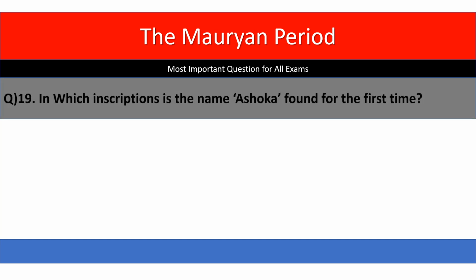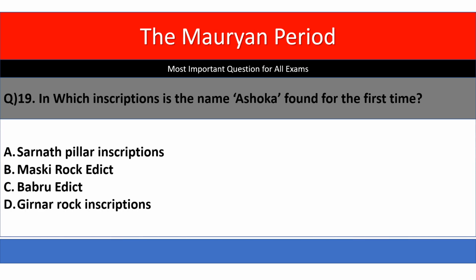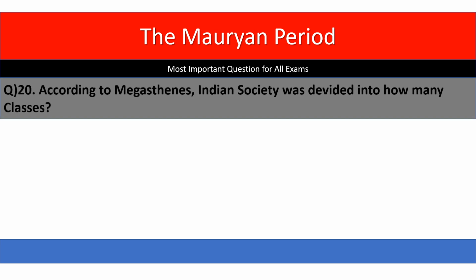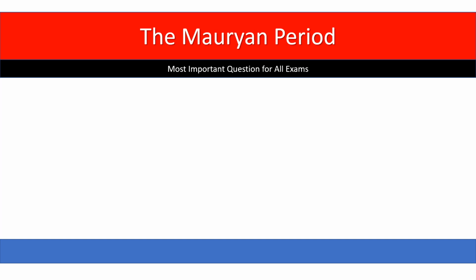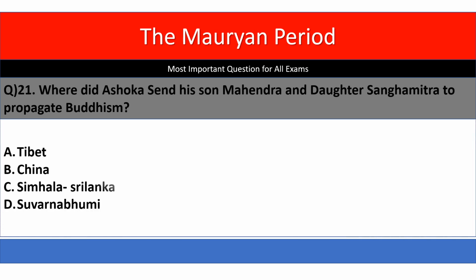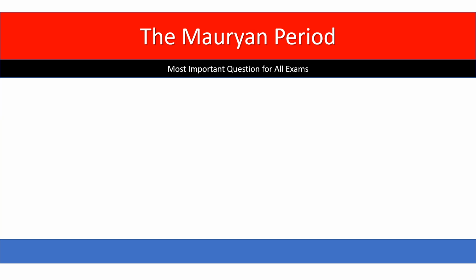In which inscription is the name Ashoka found for the first time? B, Maski Rock Edict. According to Megasthenes, Indian society was divided into how many classes? D, 7. Where did Ashoka send his son Mahendra and daughter Sanghamitra to propagate Buddhism? C, Simhala, Sri Lanka.